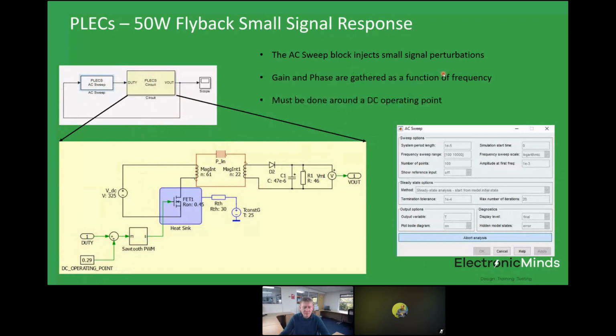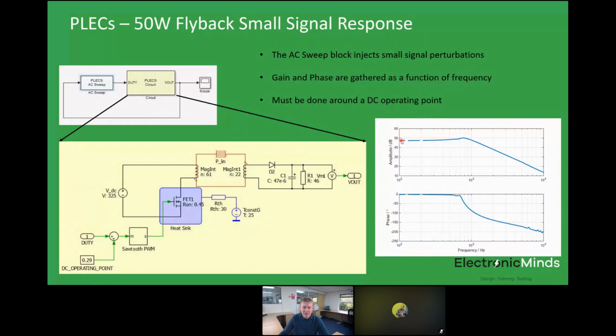So when we run that simulation, it takes a little while to run. What we end up getting out the other end, you can see, is a classical sort of frequency response. This one's just a voltage mode controlled flyback, but it could be a very, very complex converter here with maybe current mode control or something else that is incredibly difficult to model analytically. But the circuit simulation doesn't really care about complexity. You can still use the same approach. So this gives you the frequency response of your power converter, which is a fantastically useful thing to have.